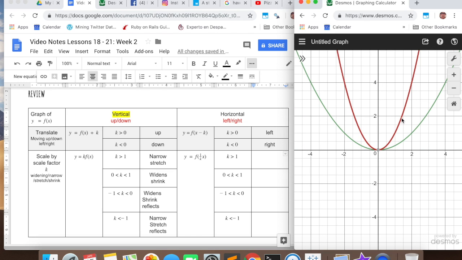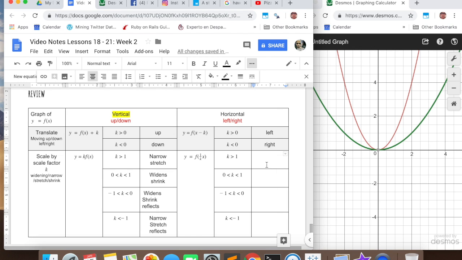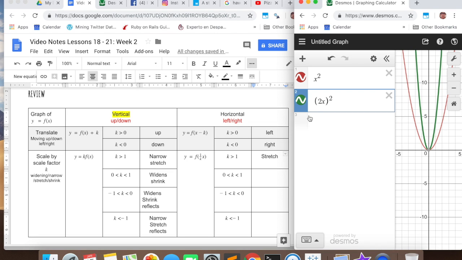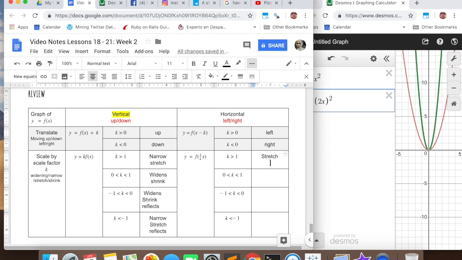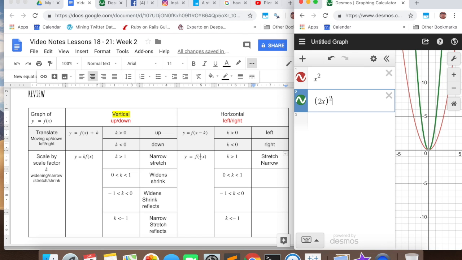Let's look at changes on our horizontal axis now. If we have a coefficient that is greater than 1 and we multiply that by x before we square it, then we're going to see a widening as well. And the way that we would write that would be to enclose the coefficient inside the parentheses. So you're also going to see a narrow stretch there. If this number was less than 1, but also positive, then you're going to see a widen, shrink.